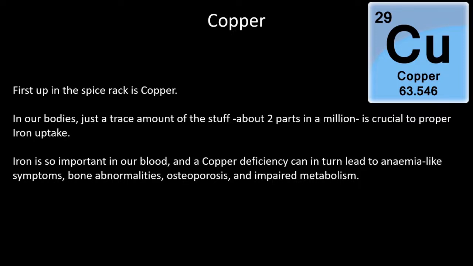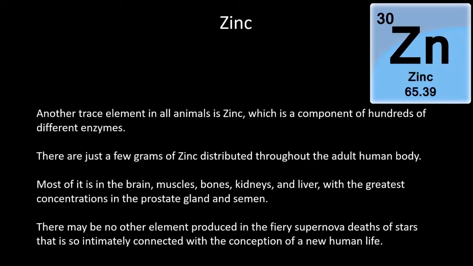Another essential trace element in all animals is zinc, which is a component of hundreds of different enzymes. There are just a few grams of zinc distributed throughout the adult human body. Most of it is found in the brain, muscles, bones, kidney and liver, with the highest concentrations in the prostate and semen. There may be no other element produced in the fiery supernova deaths of stars that is so intimately connected with the conception of new human life.